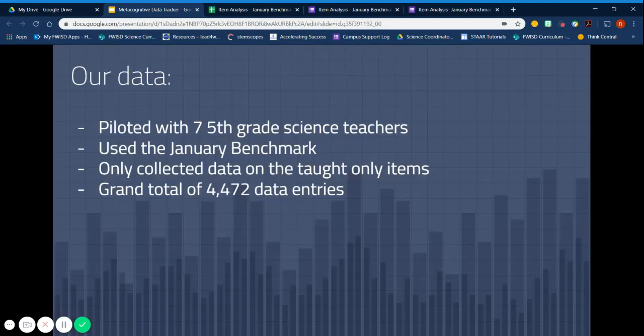So we piloted this data tracker with our fifth grade students who took a benchmark in January. We handpicked 7 teachers that were willing and able to basically ask the kids after they gave the assessment, why did you get this question wrong, if they got it wrong? We used Google Forms and then in correspondence to the spreadsheets. I'll show you how to do that in a little bit. And in total, we collected over 4,000 pieces of data.